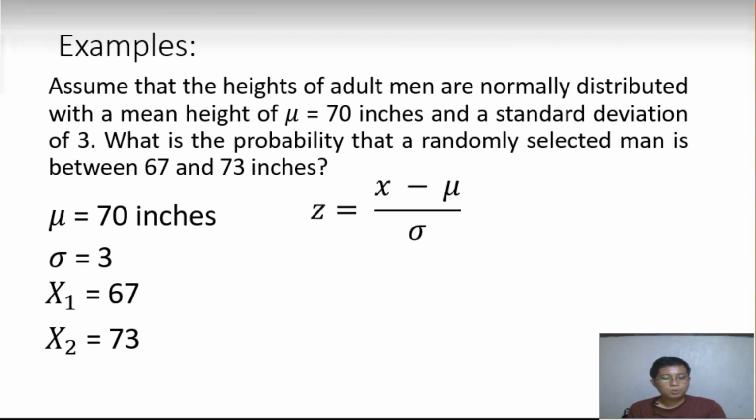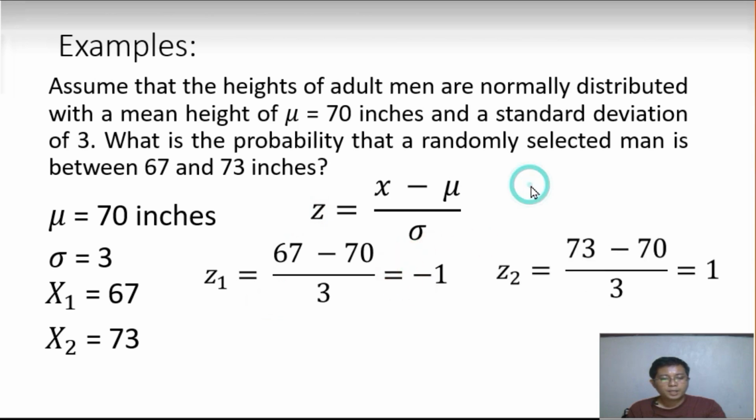Here, we need to get first the z-score, which is given by the formula z is equal to the raw score x minus the population mean all over the standard deviation. We get z sub 1 by using x sub 1 as the value of x, which is 67. So that is 67 minus 70 all over 3. Simplifying this, that's equal to negative 1. And then we get z sub 2, the z-score if we take 73 as the value of x. So 73 minus 70 all over 3, when simplified, that's equal to 1.